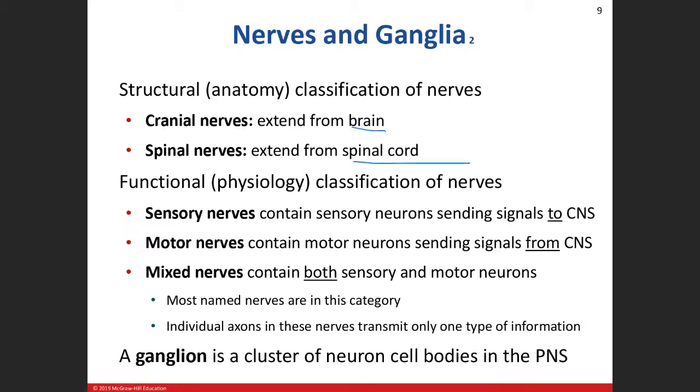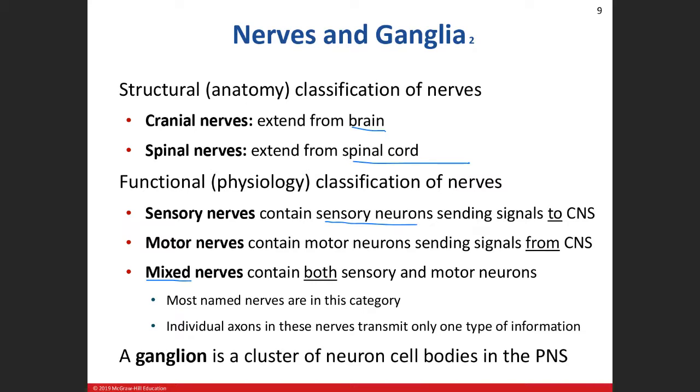So the breakdown for the physiology, or the functional classification, for the peripheral nervous system is relatively similar to what we saw when we were talking about the central nervous system. We've got sensory neurons and motor neurons. Therefore, we have sensory nerves and motor nerves. And in some cases, we'll have mixed. Sensory nerves can only carry sensory information. And we know the direction.